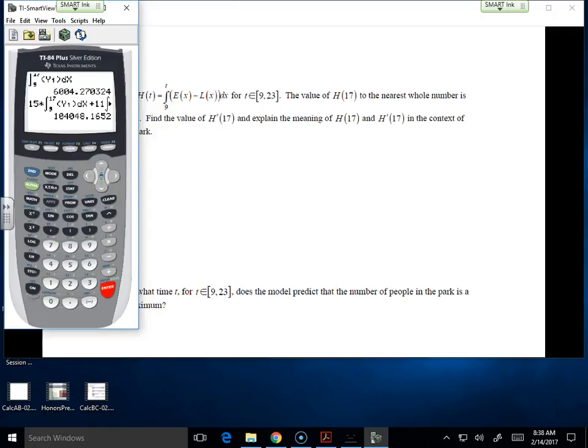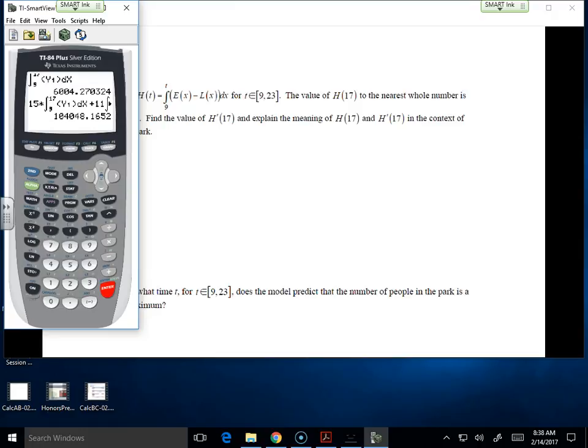Okay. Letter C. Why are they doing this new H and then telling us to tell them what H stands for? All right, hold on. H equals the integral from 9 to t. Doesn't that mean people then? Isn't H finding the number of people? But why are they doing E minus L? Ooh! Say it again, Angela. The total people in the park, because you're taking how many people are coming in minus how many people are coming out for the same interval, and so you're left with how many people are there.